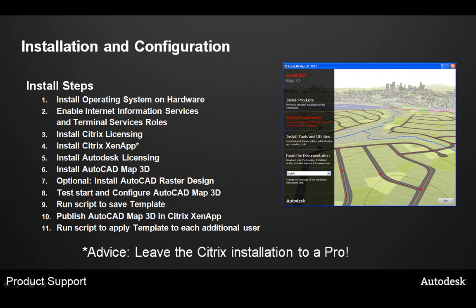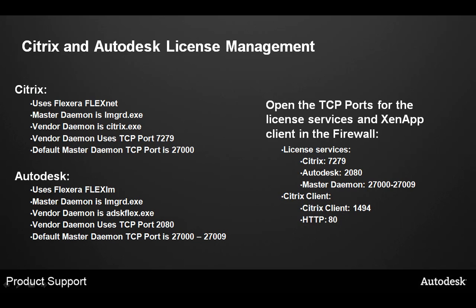When that's complete, you can then step back into Citrix and publish AutoCAD Map 3D for users. And finally, when the users log in, they will need to run a script to apply the template to their user account. For licensing of Citrix and Autodesk products, they both use FlexNet and FlexLM technologies from Flexera.